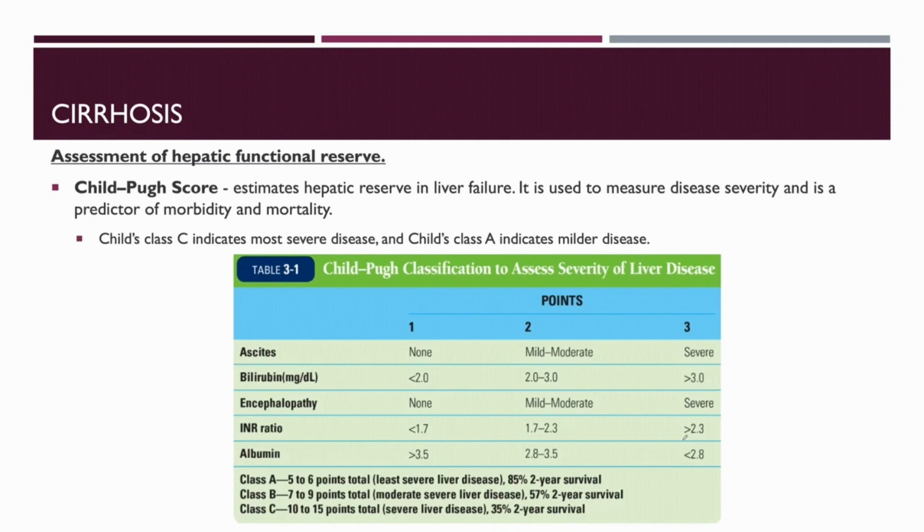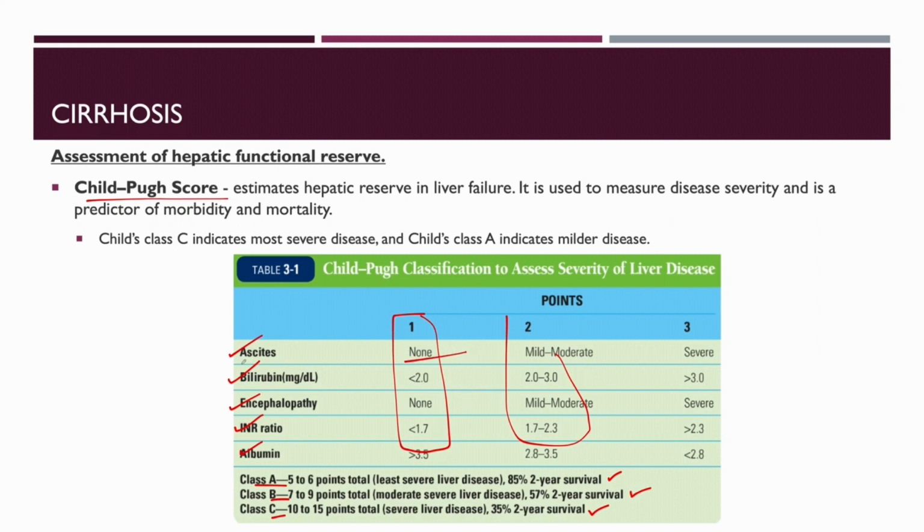So we have really two classifications that we look at when we talk about cirrhosis and liver disease. First is the Child-Pugh score, and this helps us determine the survival rate, or how bad the liver disease is. And we combine factors of presence of ascites, bilirubin, encephalopathy, INR, and albumin, and we can categorize them as a Child-Pugh score of 1, 2, or 3, and that puts them in class A, B, or C. And they get those number of points.